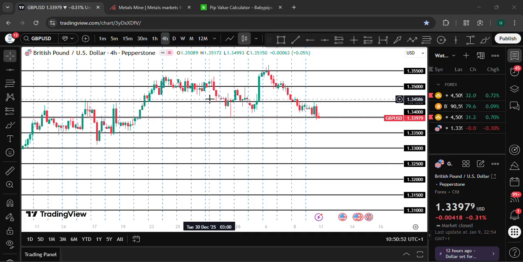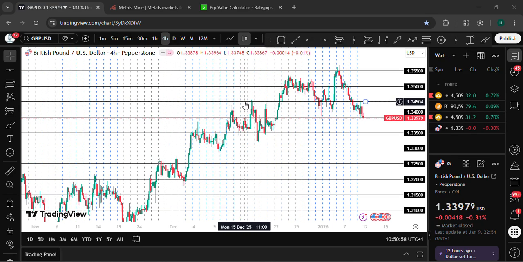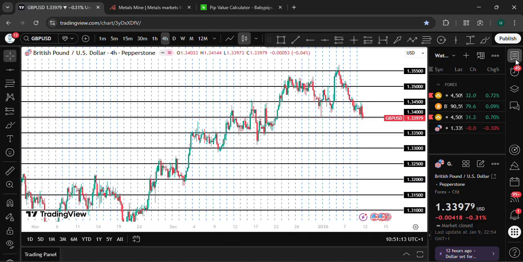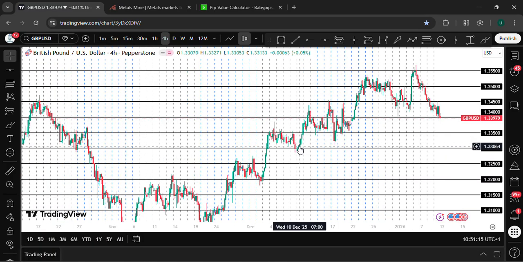So this is a class where you learn about psychological levels. As you can see on the chart, you can see all these black horizontal lines that you can get from here, or you can get it from here. Just click on the tools here and you can find it here, horizontal line. So let me make this big so that you can understand what I'm saying.